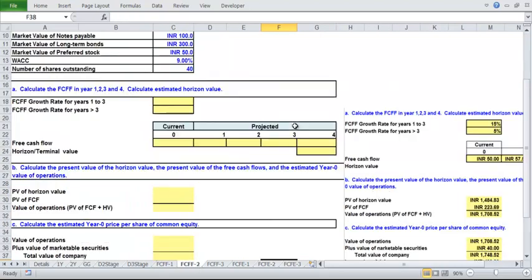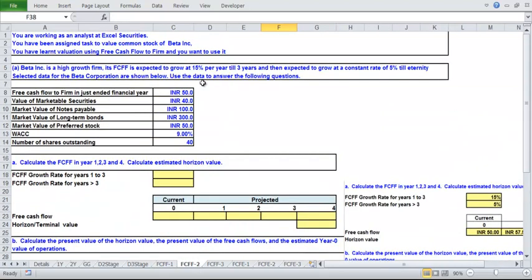The next is a slightly challenging problem. Here the company's free cash flow is expected to grow at 15% per year for the next 3 years. So year 1 to 3 it will grow at 15% and then it will grow at 5% till eternity. The free cash flow of the just ended financial year, that is at t equal to 0, is 50 lakhs.